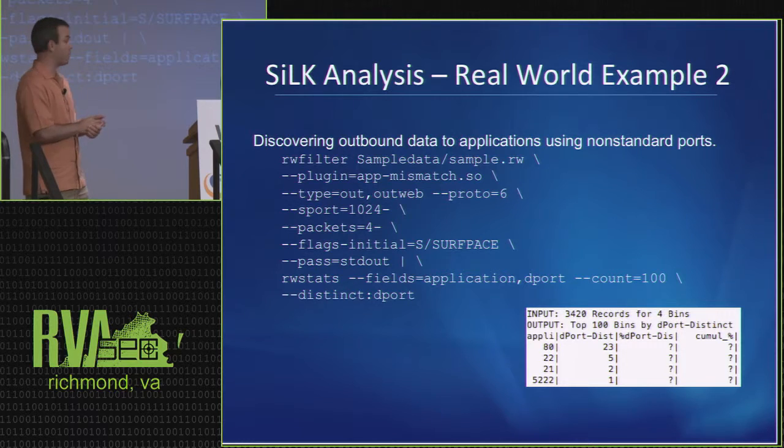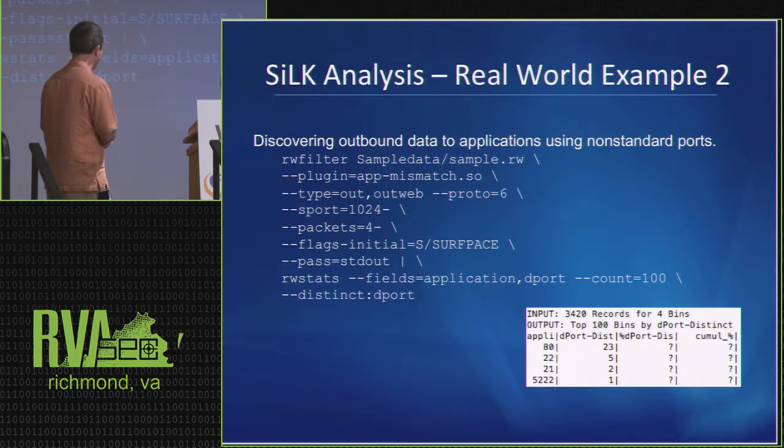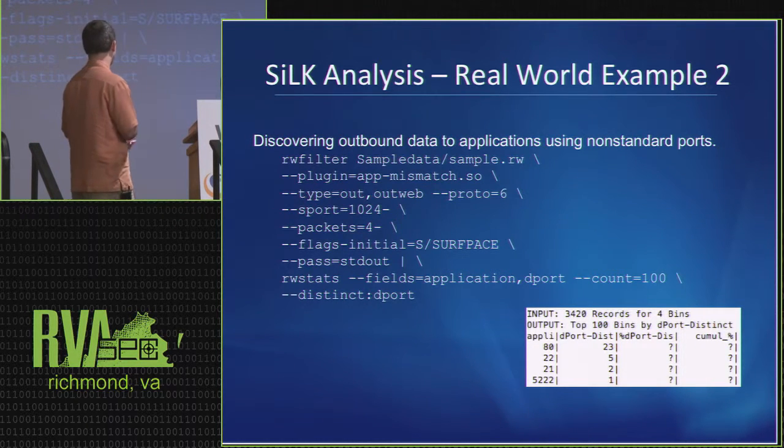Unfortunately, the app label doesn't always look at things like 8080 and other common web ports. But it saw 23 different ports in this data that were actually HTTP data. And again, as you go down through there, what it thought was something like SSH, it saw 5 different ports, so maybe you had SSH on non-standard ports or whatnot.